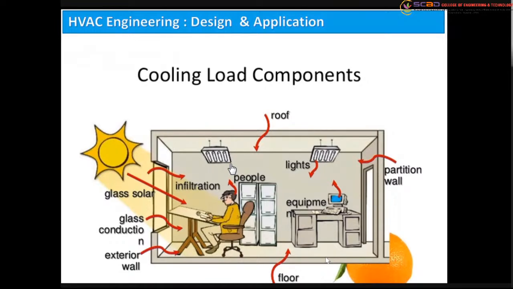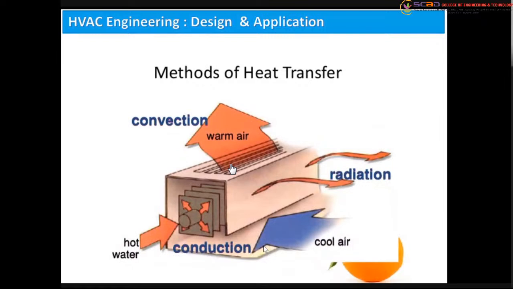Then you see the rooftop, the sun which is falling on the rooftop. Then there's a partition wall. See the computer which is there. Then glass and conduction through exterior walls. So an HVAC designer, when he designs a building, should consider all these factors. If he does not consider these factors in the design, then the AC is either over designed or under designed. That's why we need an HVAC design person who considers all these components in his design. Okay, here comes the heat transfer.